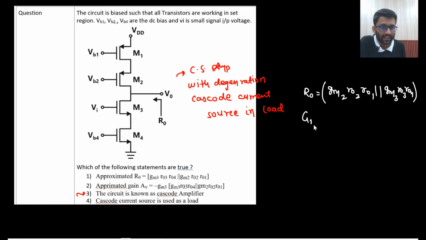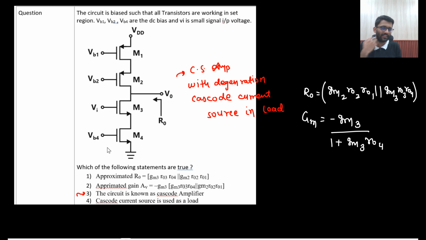What will be its transconductance, capital GM? Will that be equal to minus GM3? No, that would be equal to minus GM3 upon 1 plus GM RS. So 1 plus GM3 RS. What is that RS? RS is RO4. This will be replaced with RO4 because this is DC bias, this will be gone. So minus GM3 upon 1 plus GM3 RO4. So this is how the GM would be replaced.